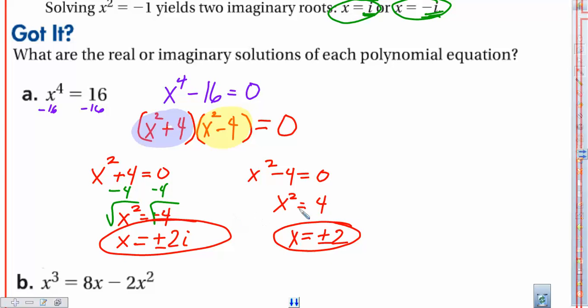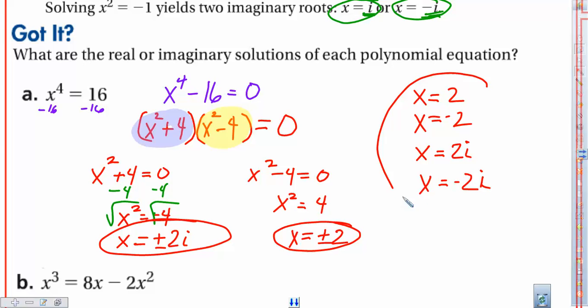So I have 4 answers there. Wait, you only see 2, don't you? Remember, the plus minus creates 4 answers. One answer is 2. The other answer is negative 2. Another answer would be 2i. And the other answer would be negative 2i. Those are our 4 solutions there.